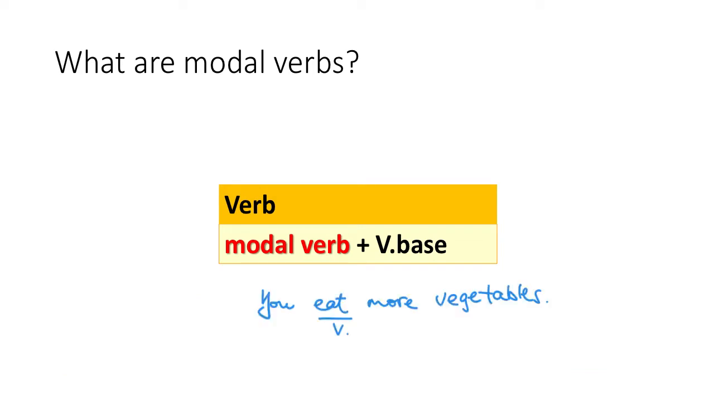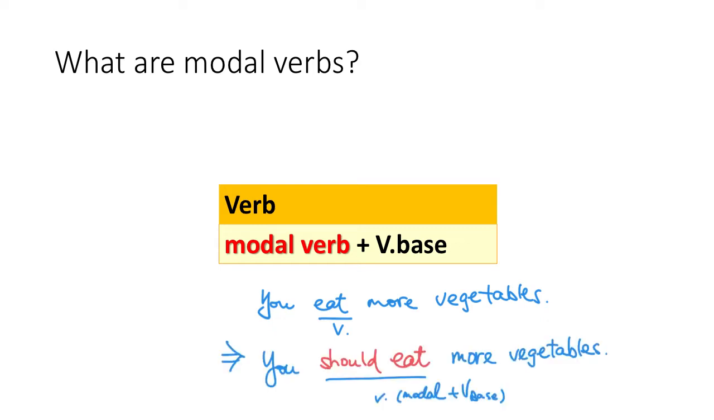A modal verb is followed by a verb in base form. Say for example, I want to advise you to eat more vegetables. I would use the modal verb should. Here I would use the modal verb should with the base form of eat. The sentence is then, you should eat more vegetables.